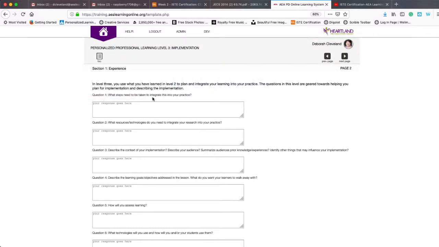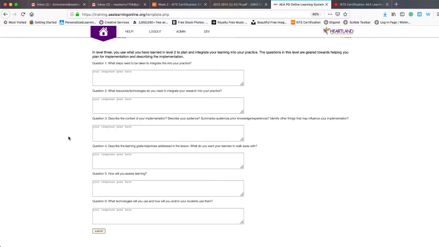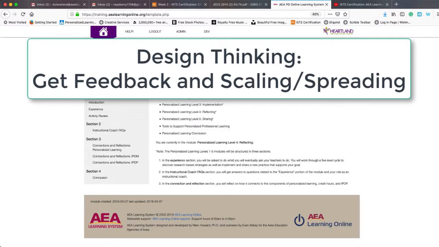So what steps do you need to take to integrate this into your practice? What resources and technology do you need? Describe the context of your implementation. Describe the learning goals that you've addressed and how you're going to assess learning, and how you will use technologies with your students in regards to this. So again, you're designing your prototype. You're taking the things that you chose in the previous section to build on and create this picture of what it's going to look like and feel like, and then you're going to actually go out and implement and test your prototype.